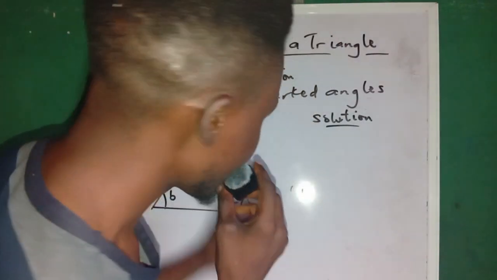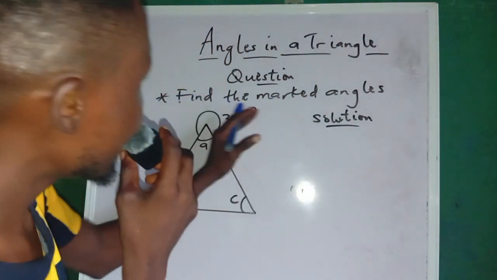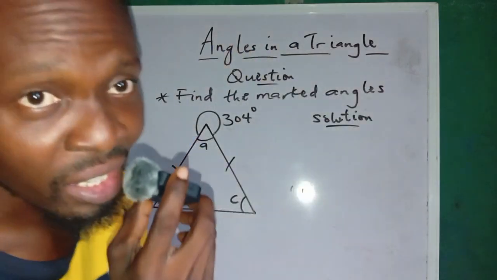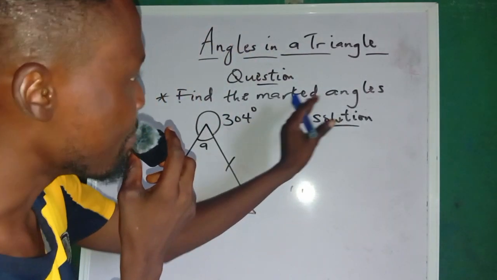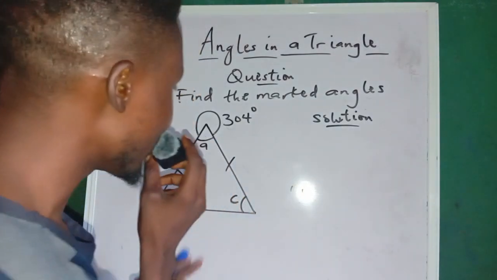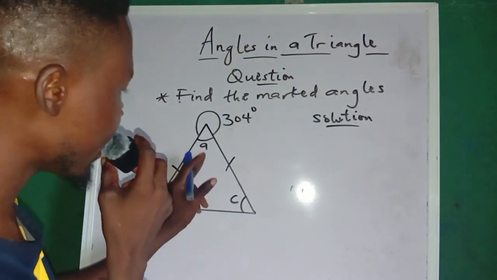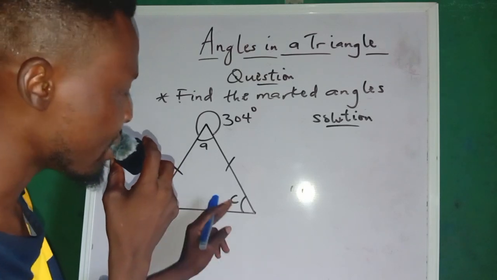A question like this is a bonus mark in exam mock. So follow me, let's do it together. The topic is angles in a triangle. We have to find the marked angles. So we have three letters here, and we need to find those three letters: A, B, and C. So we must find A, we must find B, and we must find C.